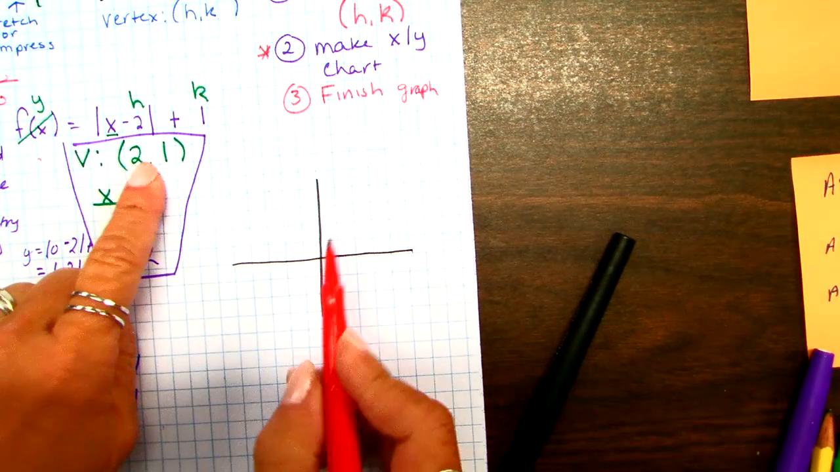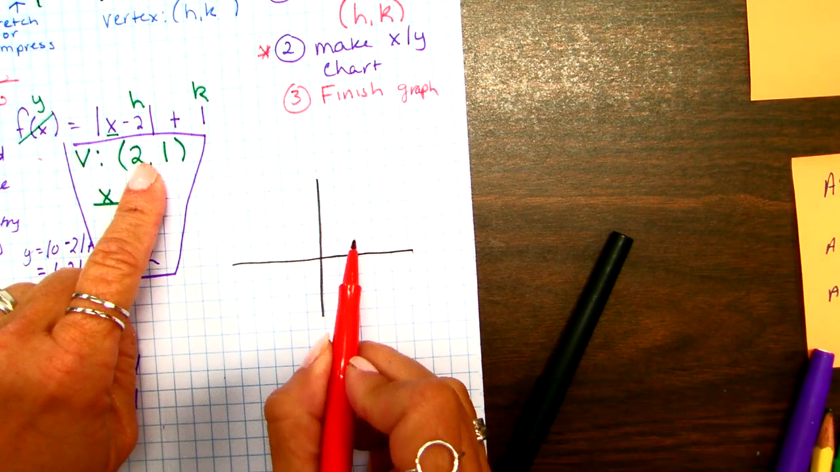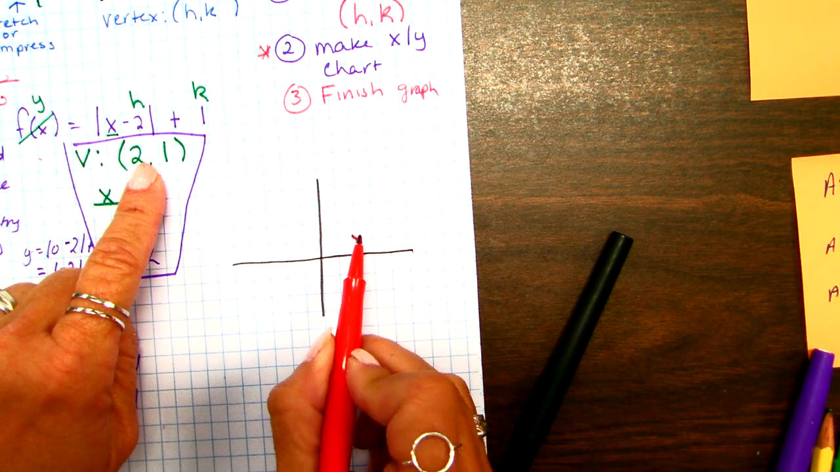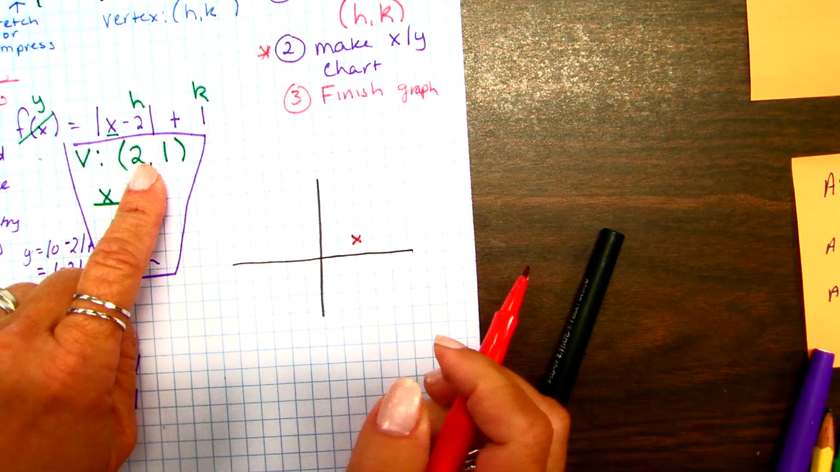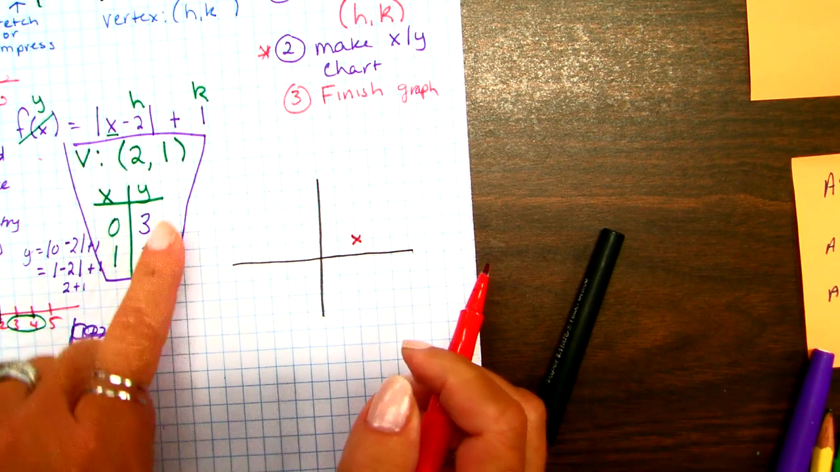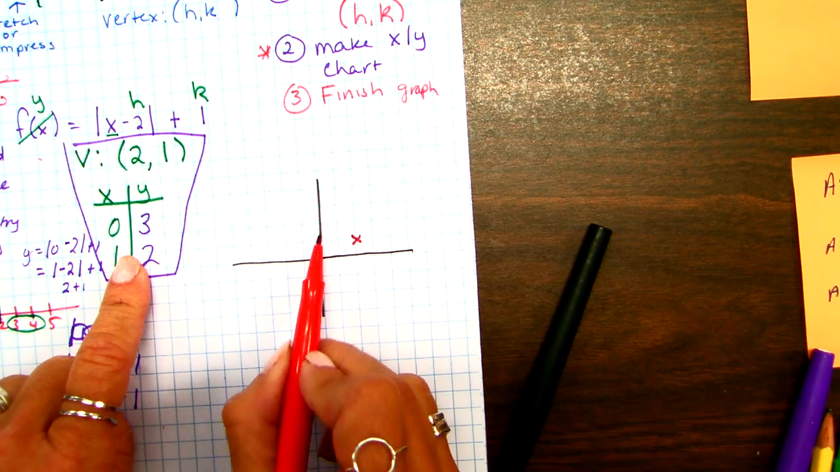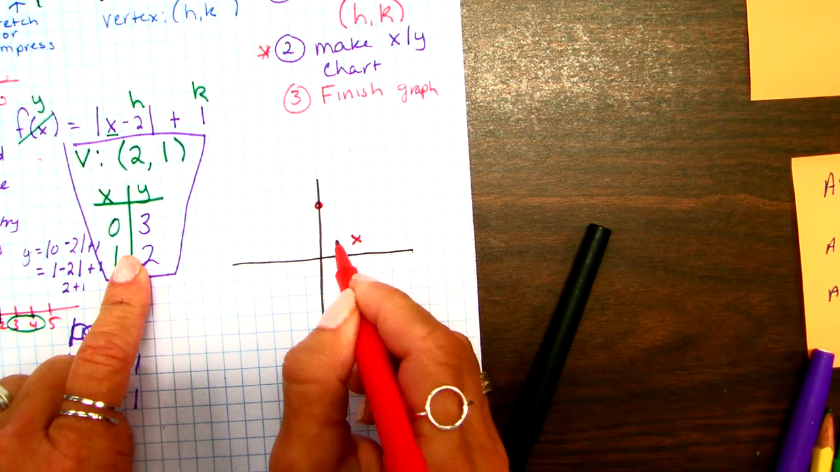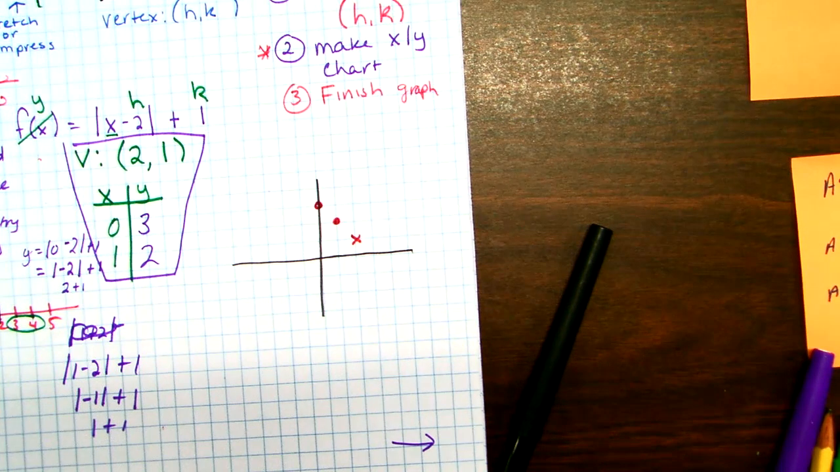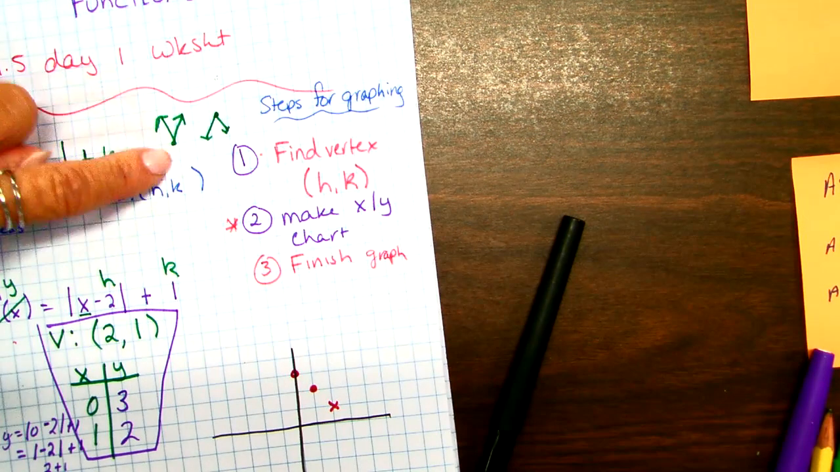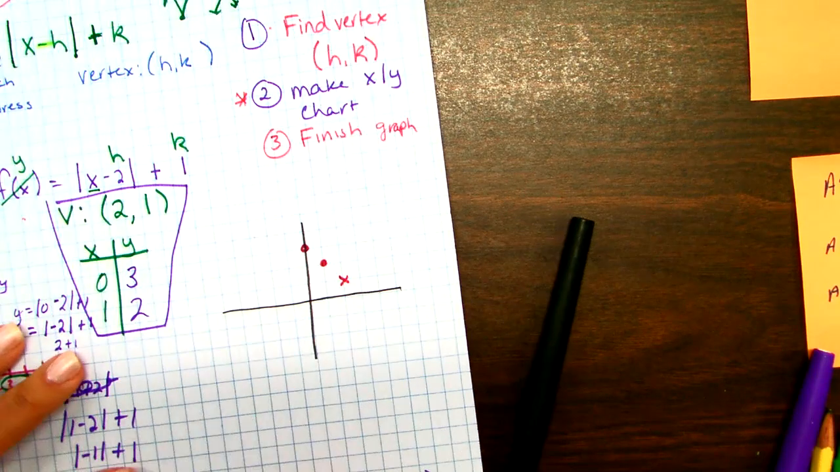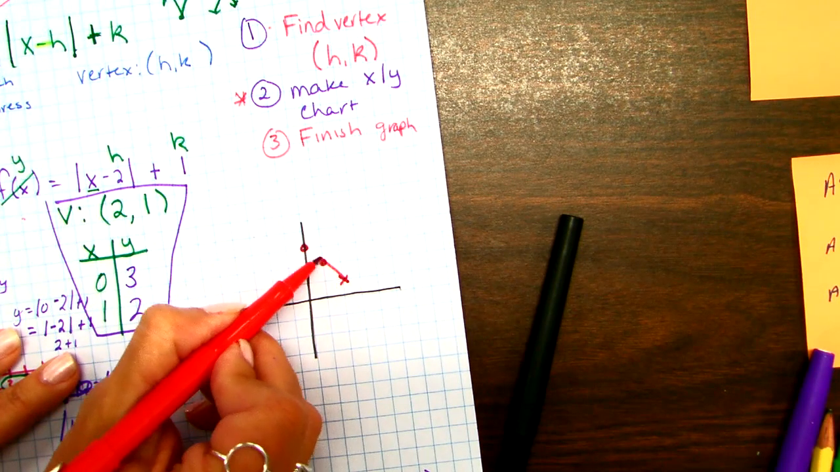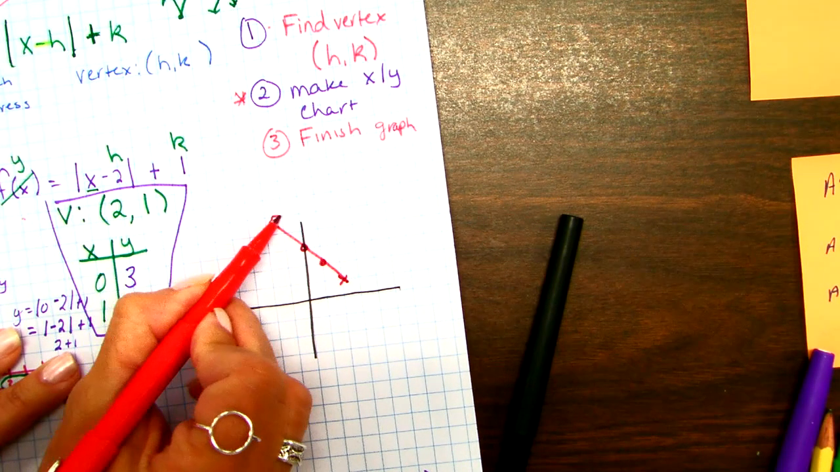So the vertex is at 2, 1, so 2, and then up 1. Sometimes I like to make the vertex an x, but it's not required, okay? 0, 3, 1, 2, 3, and 1, 2. They should be in a line if you did the math right. Guess what? That's the half of your graph. Goes right through them, and the arrow goes up forever.